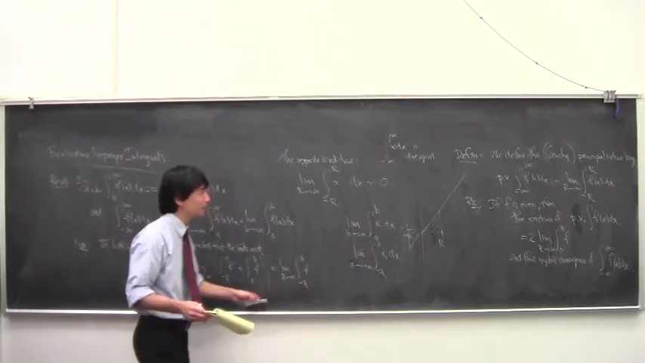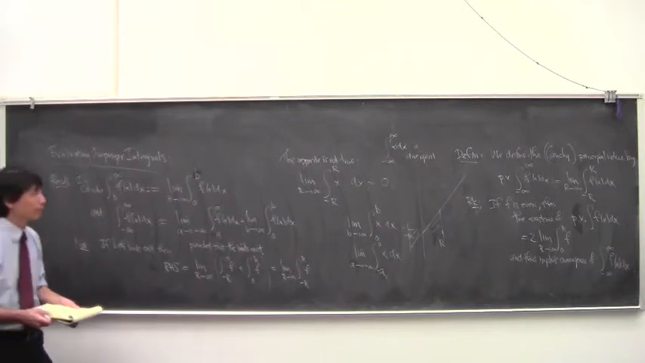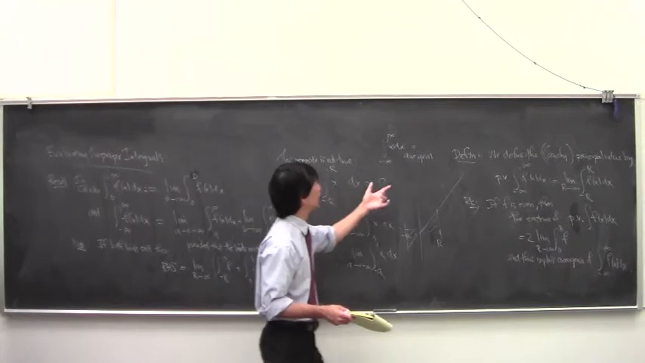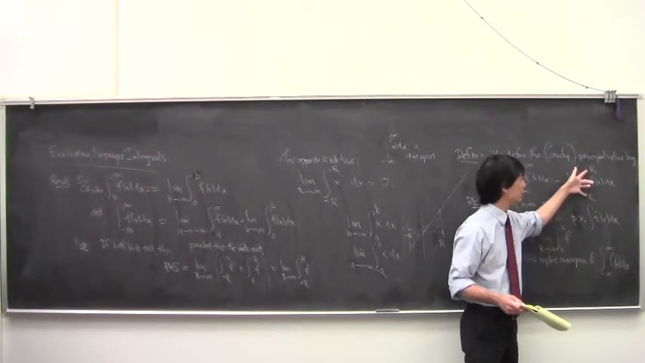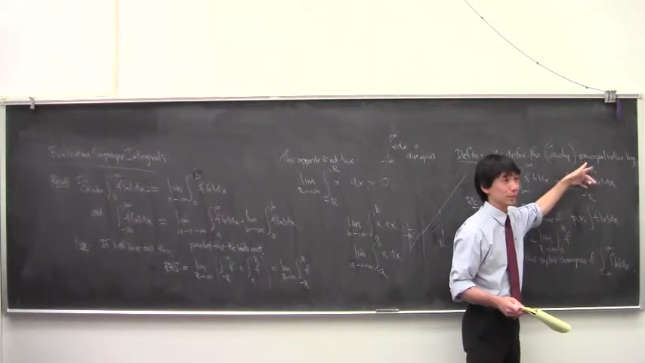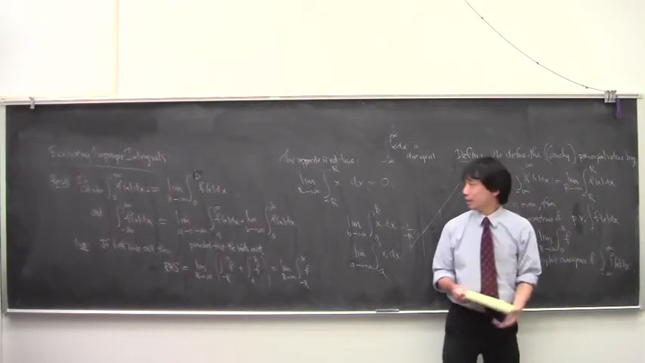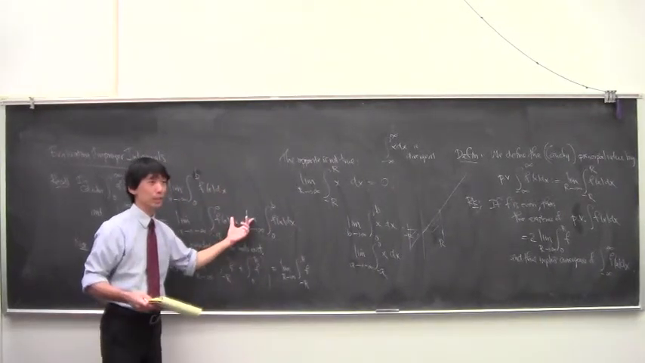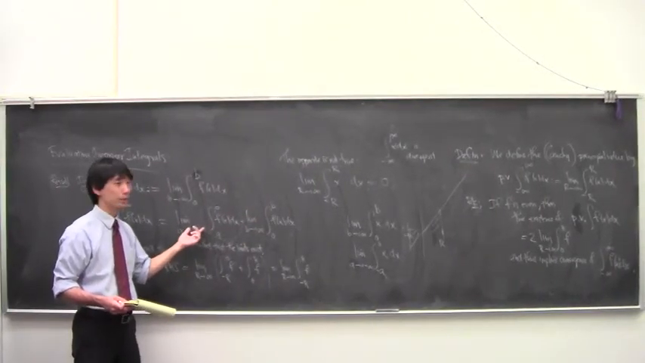Because if you're even and the principal value exists, well then this is twice the integral from 0 to r. And so that means that the integral from 0 to r as r goes to infinity exists. Each of these integrals, which are equal to each other, converge as you go to infinity.